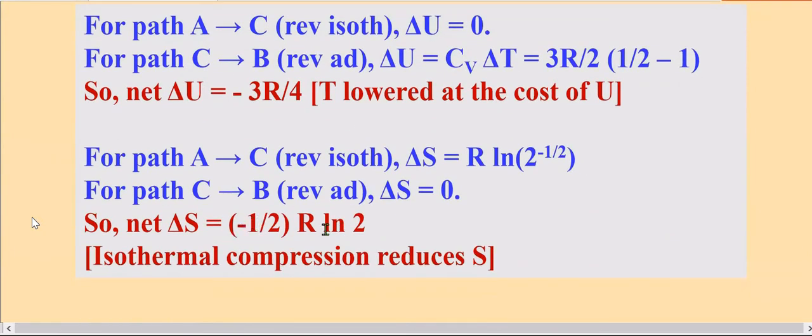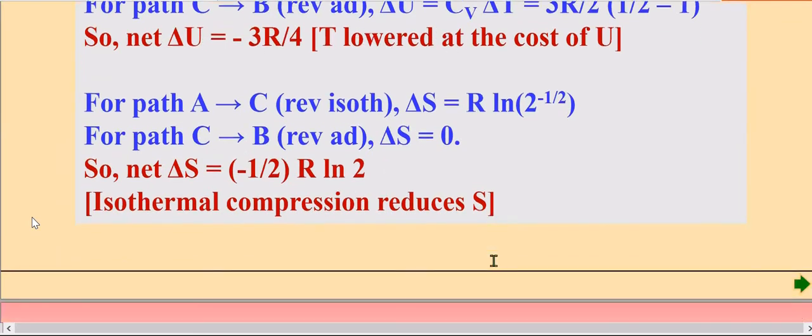Had it been an isothermal expansion, the entropy change would have been positive. So why a negative sign here? So these things are explained.